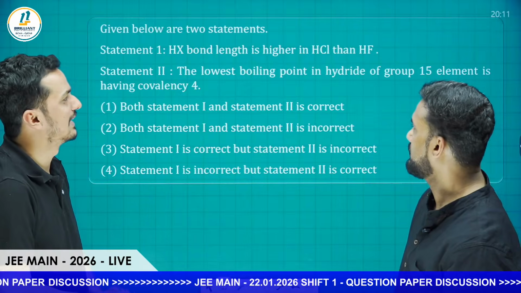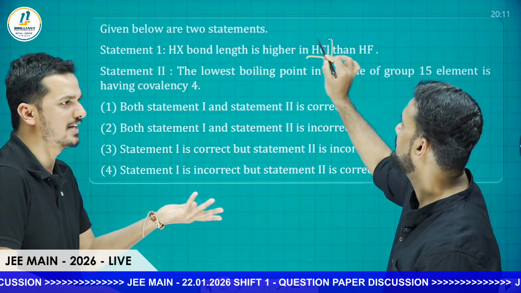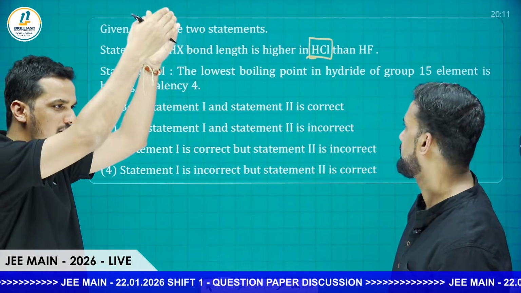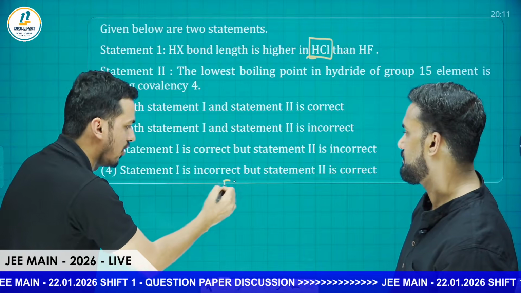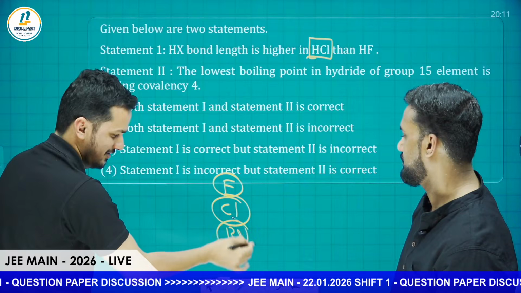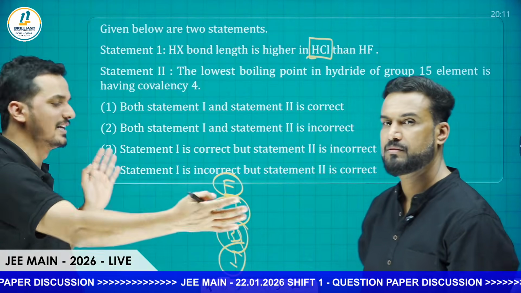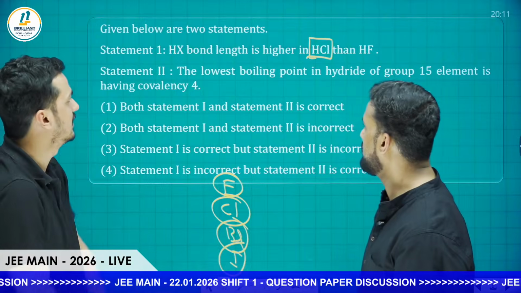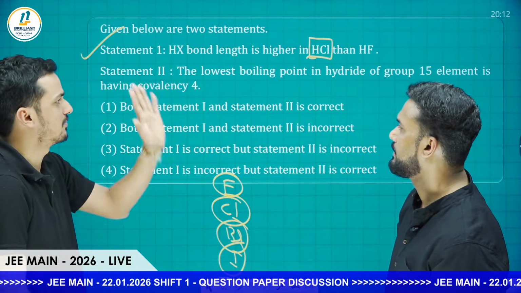So the H-X bond length is higher in HCl than in HF. Going down the group, fluorine, chlorine, bromine, iodine, their size increases, so the bond length with hydrogen increases. So that statement is correct. It's a normal concept, there is no exception. Second statement.